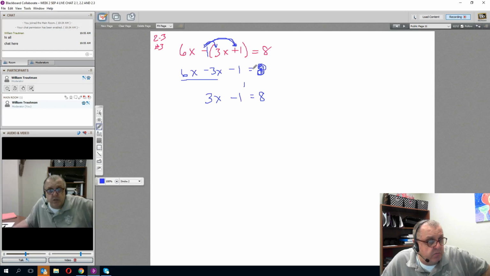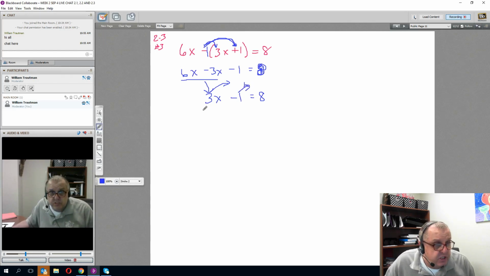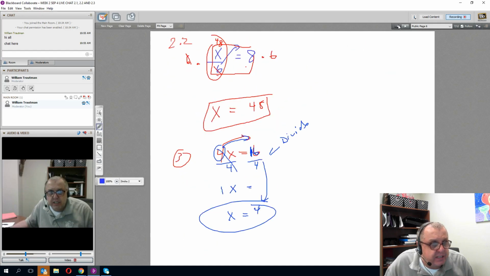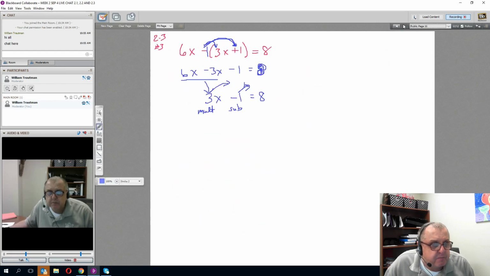Okay, so we're at this point now. I need to get the 3 to the other side and the 1 to the other side. You have to ask yourself, what's the 3 doing? Multiplying. What's the 1 doing? Subtracting. If we go back to our list, you do the add and subtract first before the multiply and divide when you're solving for x.